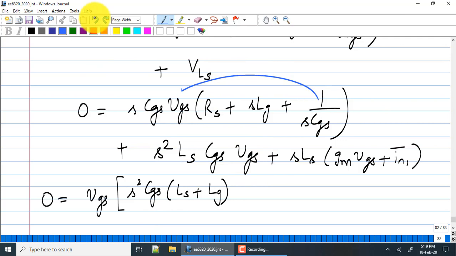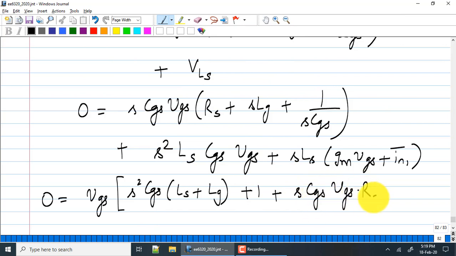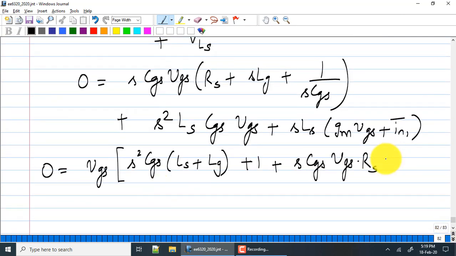Okay. So plus 1 plus S CGS VGS into RS plus SLS into GM. Sorry.